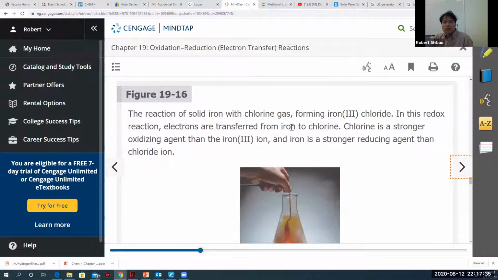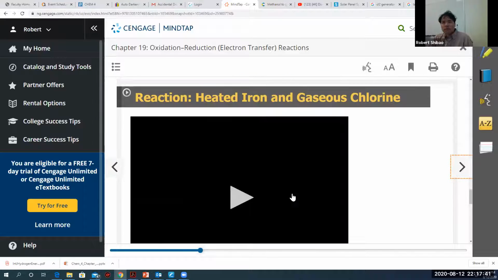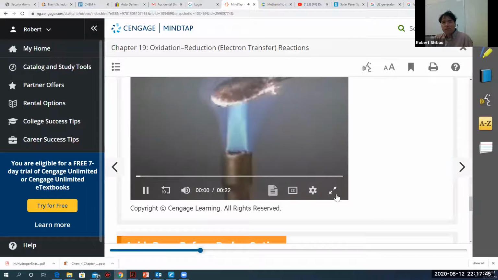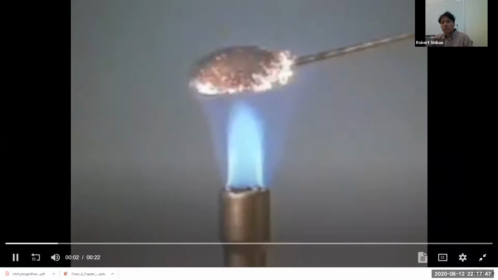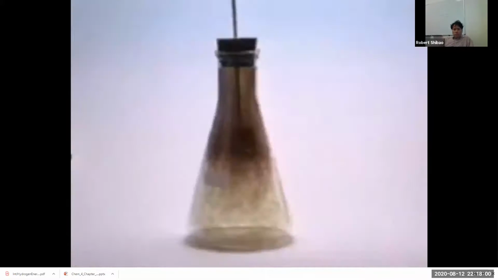A solid iron with chlorine gas. You know, iron again is a good reducer, chlorine's a good oxidizer, so you're going to get a reaction here. Let's take a look at the reaction. When heated iron comes in contact with gaseous chlorine, a reaction immediately takes place, forming a dark brown solid, iron 3 chloride. This oxidation-reduction reaction involves a transfer of electrons from atoms of iron metal to atoms of chlorine, a halogen.